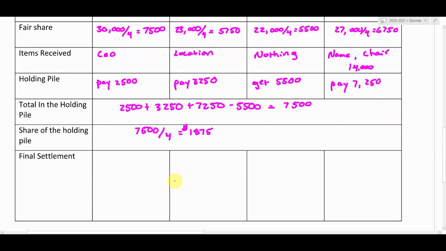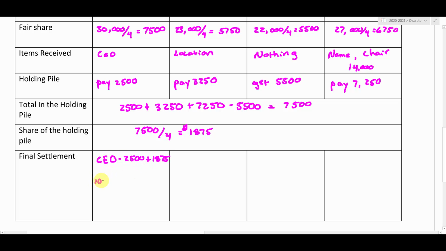Okay, so now we get to the final settlement. We've got to describe what everybody got. Okay, so for Super Designs, they got CEO, and then they paid some money into the holding pile, which was $2,500, so we're going to say minus $2,500, and then they received $1,875 back. All right, so this is really a summary of what happened. They got the CEO, they paid $2,500, and then got $1,875 back.